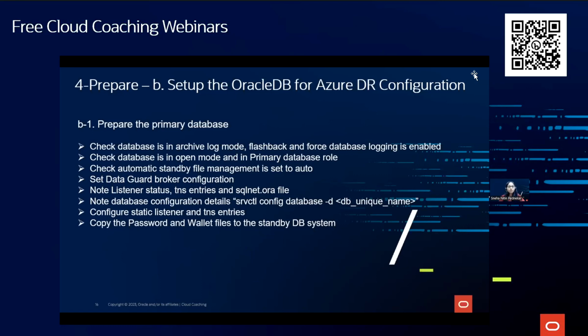Now, on the primary, also note down your listener status, your TNS entry, and sqlnet.ora file. We will see in the demo why this is important. Note down your configuration details, configure your static listeners and TNS entries. This point is very important. Ensure that you correctly set this up. I have shown this very well in a demo and in the published article that's been available today. And finally, copy the password and wallet files to the standby DB system. So let's see next what we do in the DR environment.